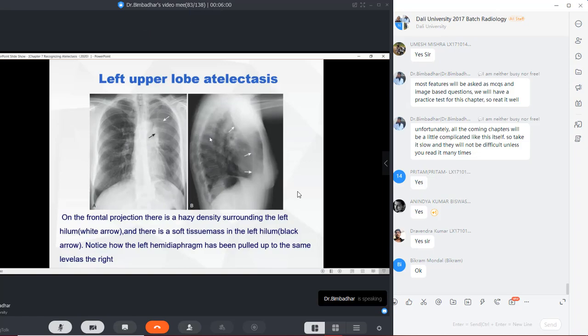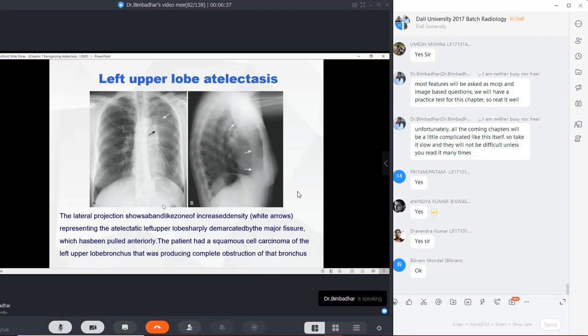Now, if we see it in the lateral film, the left hemidiaphragm shadow is pulled up to the same level, right? Because of the left upper lobar atelectasis. This is the atelectasis, right? Okay, this is the right lung. This is the left upper lobar atelectasis that is present down here. So that's what we should see here, right?